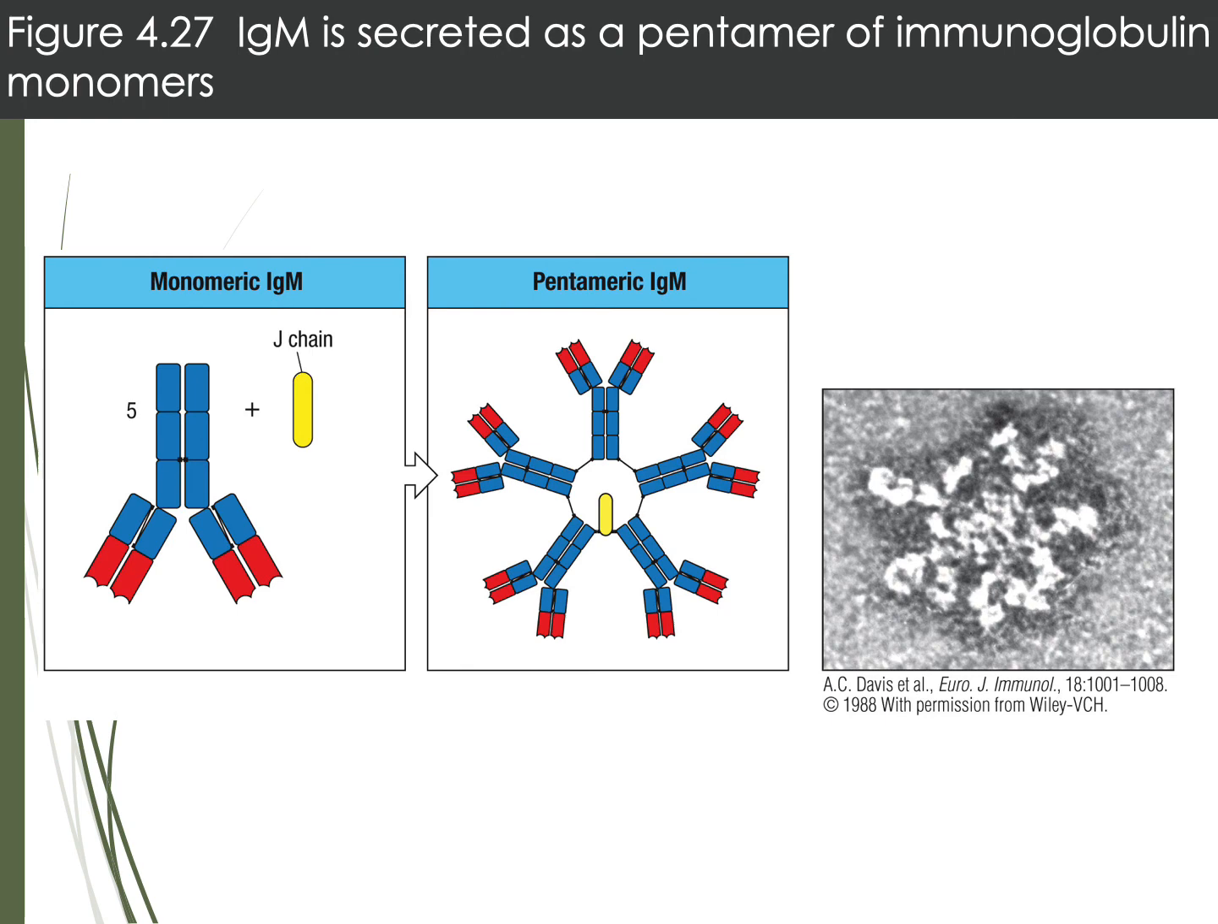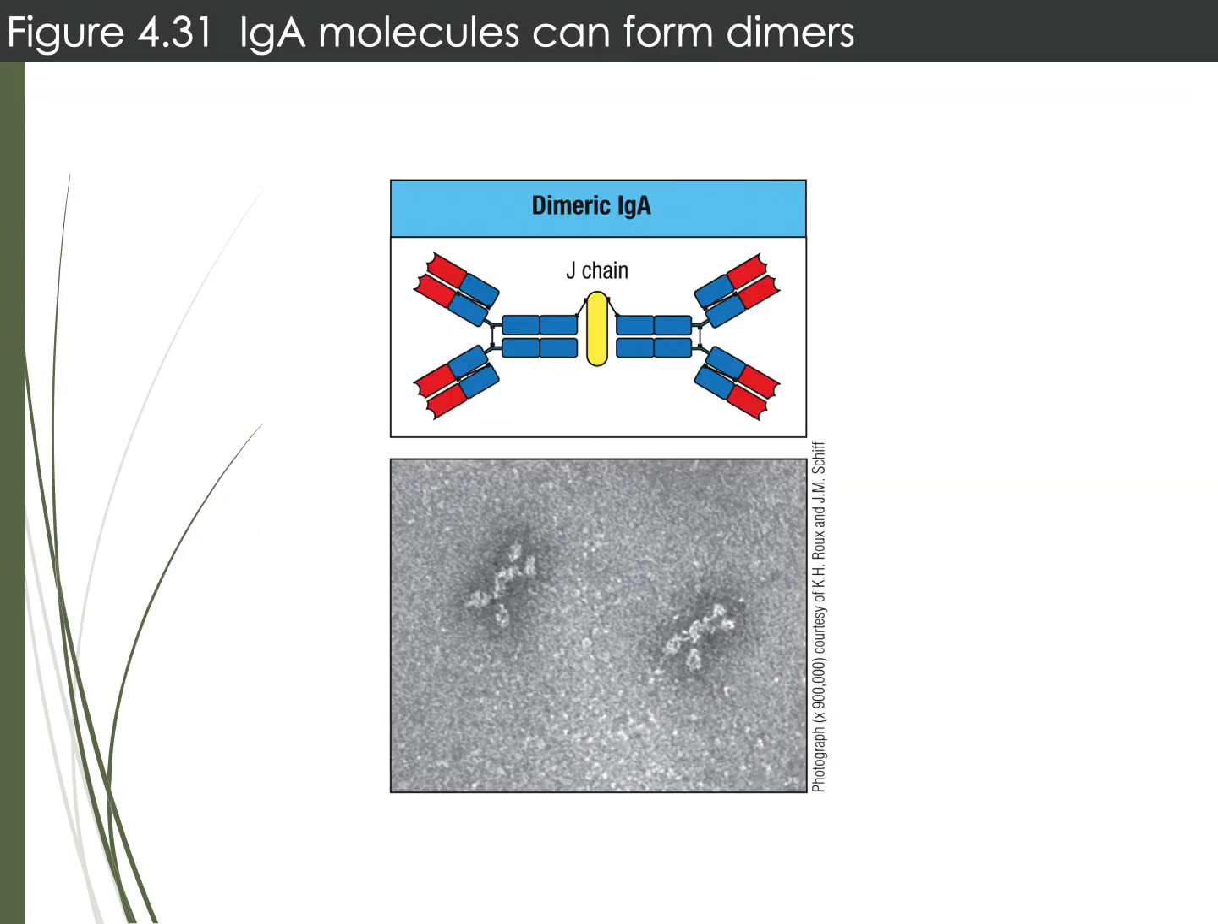I don't really expect you to memorize these different classes of antibodies, but you should be aware that they can be found as monomers, or they can complex together. IgMs can actually complex together as a pentamer. IgAs are found as dimers.